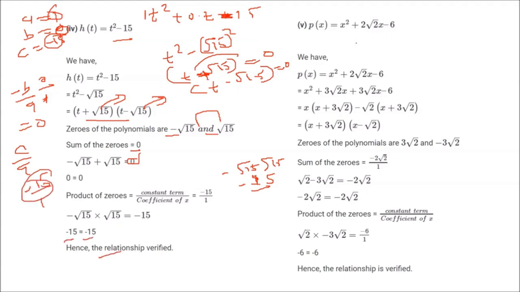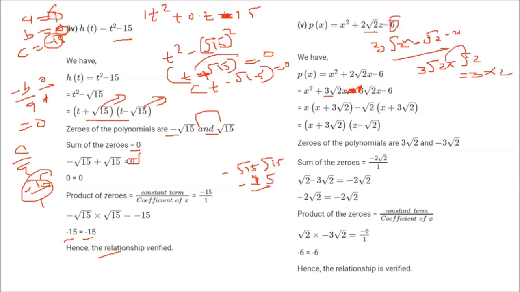In this case, x square minus 2 root 2 x minus 6. Now you have to factor it. 2 root 2 can be written as 3 root 2 minus root 2. So now you get 2 root 2 x. Why have we taken 3 root 2 and root 2? Because 3 root 2 multiplied by root 2 is 3 into root 2 into root 2, which is 2. So 6. We got a 6 here.